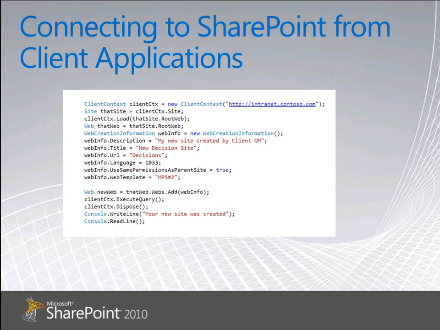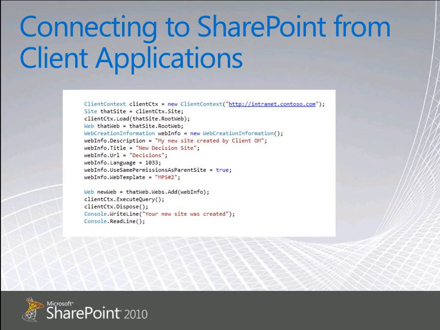We can specify its language and whether it uses the same permissions as the parent site, for example. And then we use the web template that we have retrieved in the previous code snippet to set the web template for the new site. We can then call rootWeb.Webs.Add, which is very similar to doing that on the server. But this time we provide the web creation information object as a parameter or an argument to that method call. And then we can call execute query again.